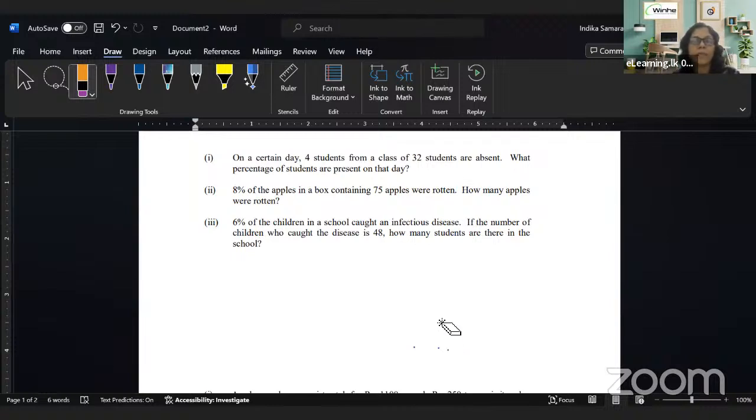80% of the apples in a box containing 75 are rotten. How many apples were rotten? To find the answers for the next two.